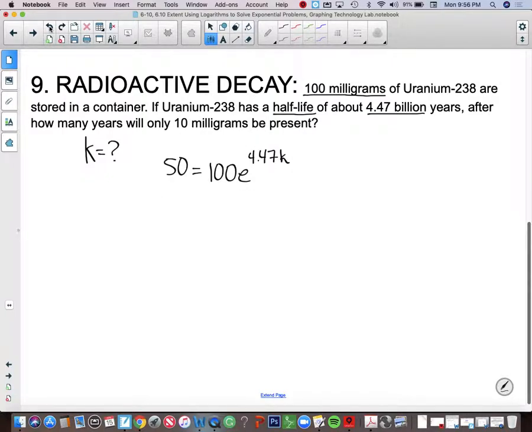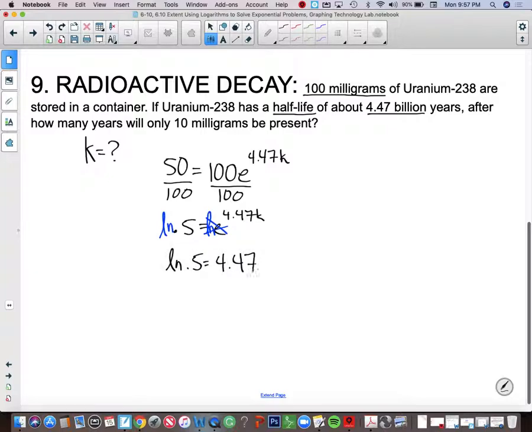So let's do it. Divide by 100. So 50 divided by 100, that's half, 0.5, right? That's the way it should work out because it's half-life. E to the 4.47 K. So what do we need to do to both sides here to get the E gone? Natural log. Natural log both sides. The E is out of here. So now we have natural log of 0.5 equals 4.47 K. Divide by 4.47, and that will give us our value of K.